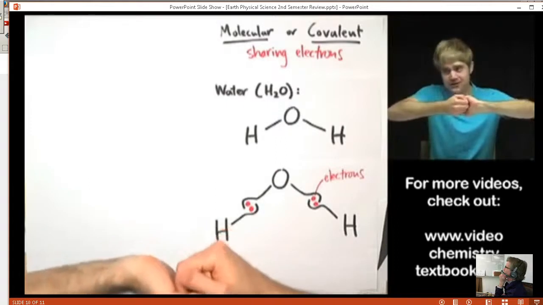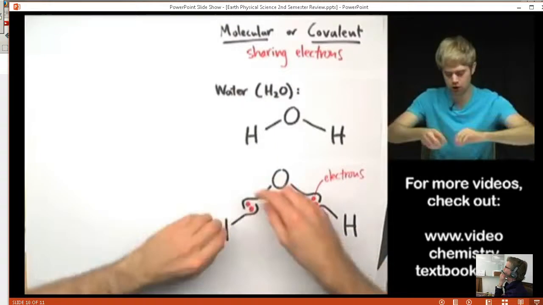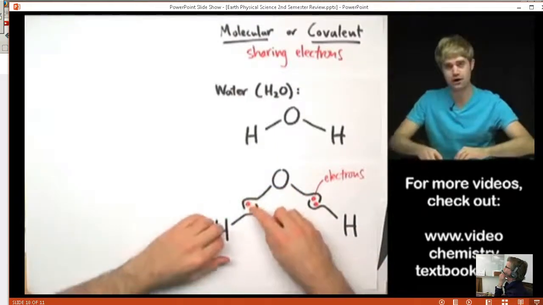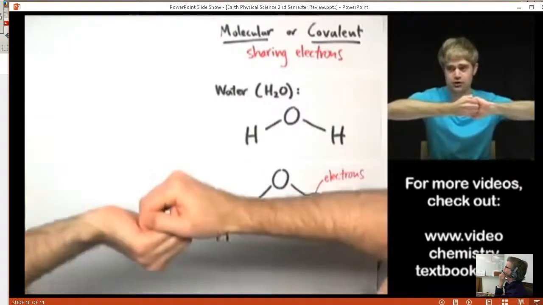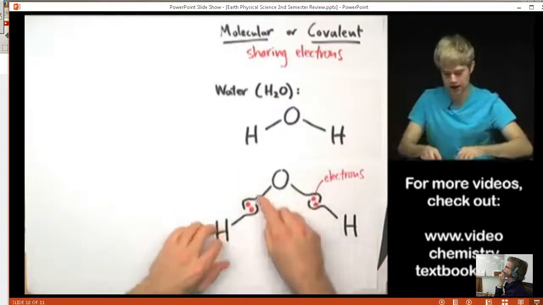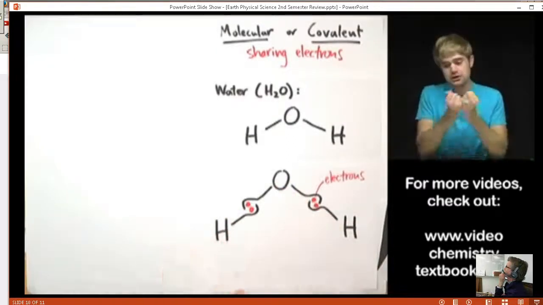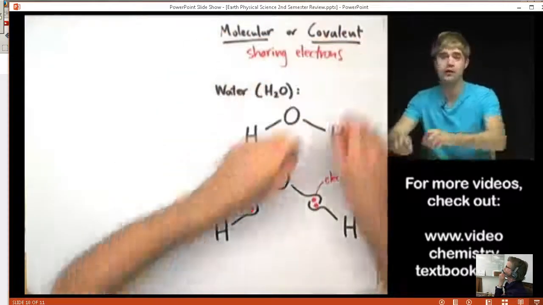It's like they're holding hands, and they're holding hands because they both are trying to hold on to a pair of electrons, which I've drawn here in red. So we've got oxygen and hydrogen connected together because they're holding on and sharing these electrons here. That's what makes the atoms connect and stick together in a molecular or covalent compound.